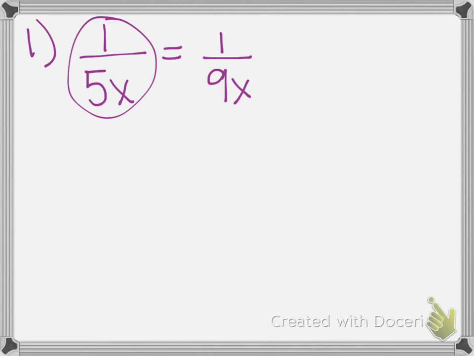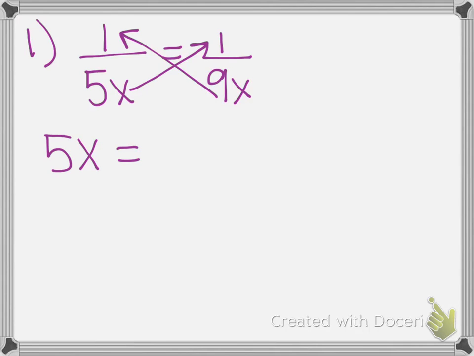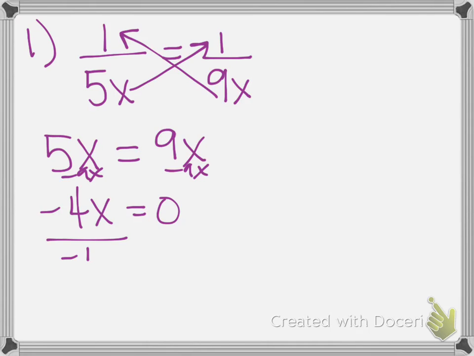So the first type of problem that we have is 1 over 5x equals 1 over 9x. What I would do in this case, this is like a proportion. Anytime you just have one fraction equaling another, you can treat it like a proportion, so you can multiply diagonally. So 5x times 1 is 5x. 9x times 1 is 9x. Because I have variables, I'd want to move them all to one side. And so then I get negative 4x equals 0 if I subtract that 9x. And then if I divide by negative 4, I get x equals 0.